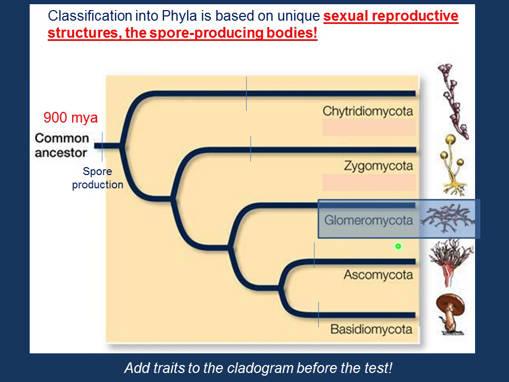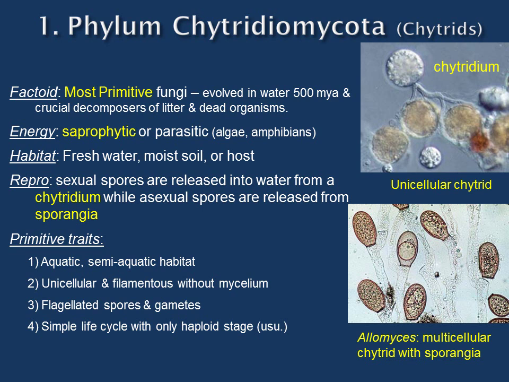Ascomycota, these are the cup fungi. And then Basidiomycota, you guys are familiar with as mushrooms. Exploring the phylum Chytridiomycota, commonly known as the chytrids. Here's an interesting factoid. They're the most primitive fungus. They evolved in water 500 million years ago and are crucial decomposers of litter and dead organisms.